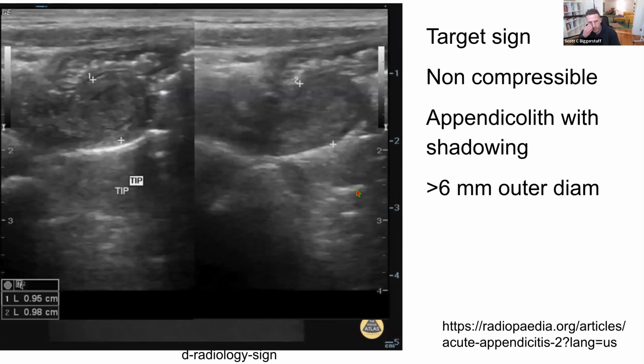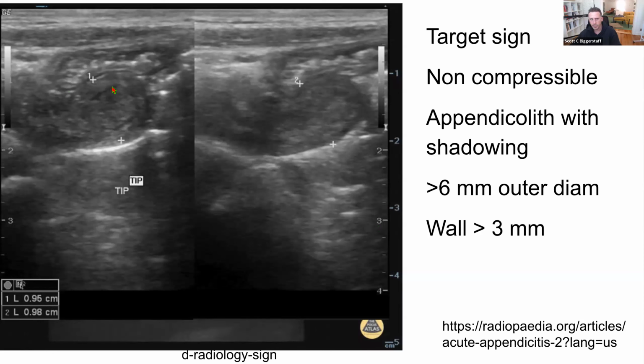And then some of the measurements that you can just try to keep in the back of your brain are greater than 6 millimeter outer diameter. That's from outer wall to outer wall of the appendix. That would constitute a swollen appendix and something concerning for appendicitis. And then for the wall itself, so we're talking about one wall here, it would be greater than 3 millimeters.